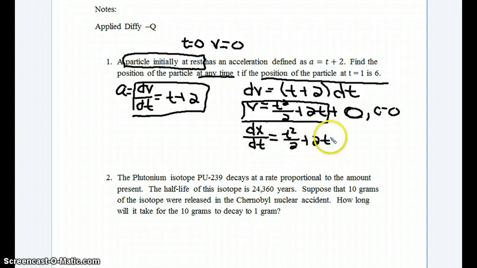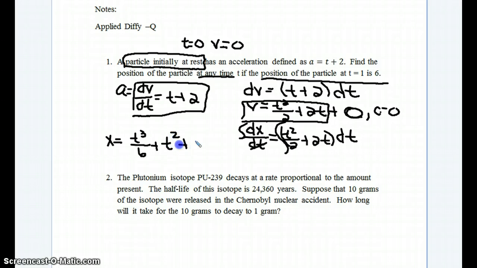I'm going to separate the variables, so I'm going to get this dt over here. And then I'm going to integrate both sides. So I'm going to get x equals t cubed over 6 plus t squared plus c. Because I'm integrating here, add 1, divide by that power. So that gives me 6. Plus t squared over 2 divided by that gives me just t squared. And then my plus c.